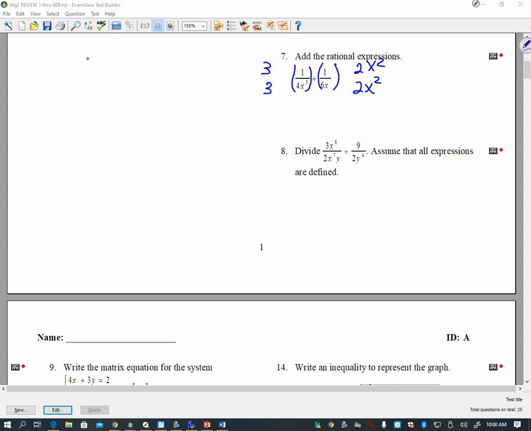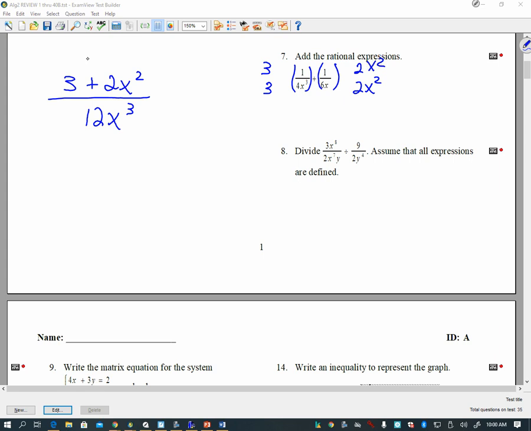Okay. So what's 3 times 1? 3. Okay. What's 1 times 2x squared? 2x squared. And our objective here is to get that common denominator, right? So I'm just going to put it all over my common denominator. What is my common denominator? 12x cubed. Okay, 12x cubed.